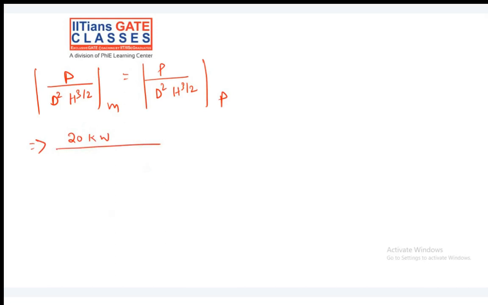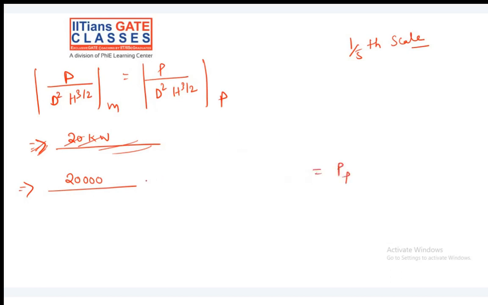Or let us put it into the basic units. Let us not convert it into kilowatts. So P we have seen was 20,000 watts, right? And D we have no idea, but the D relation we have been given. This is 1 by fifth scale, right? Okay. So what we need to find out is the power of the prototype.